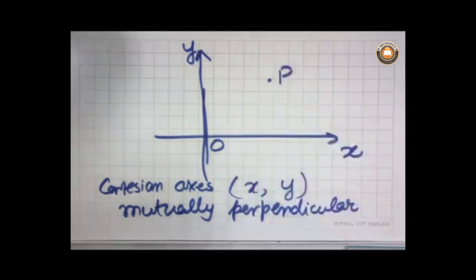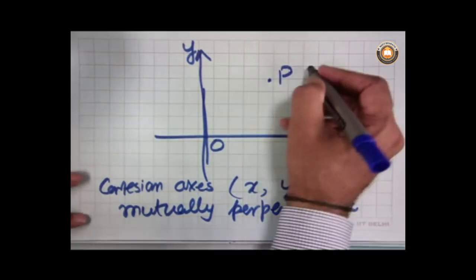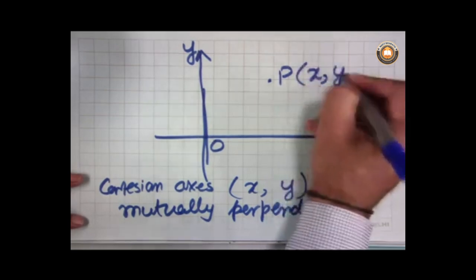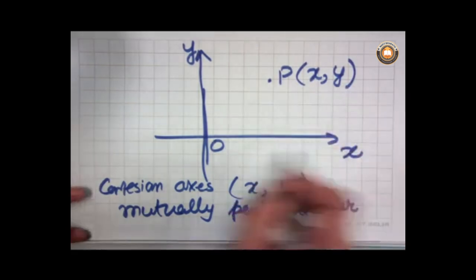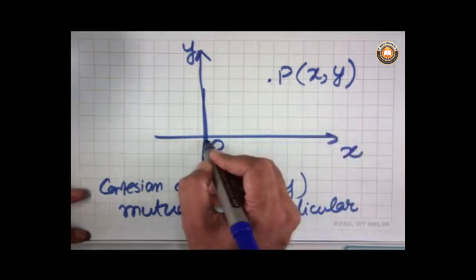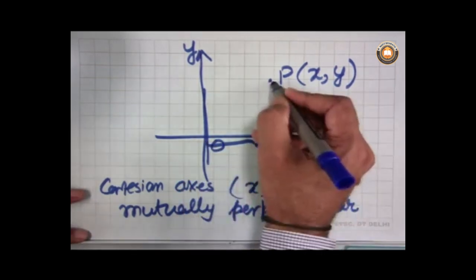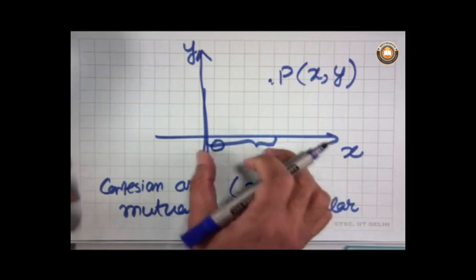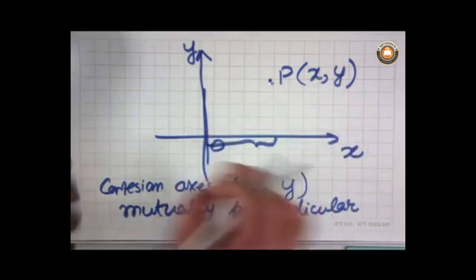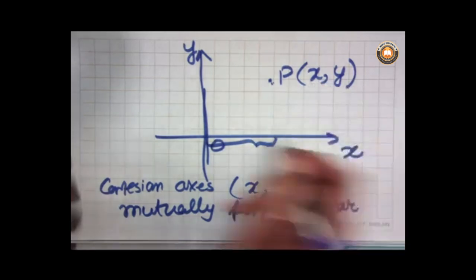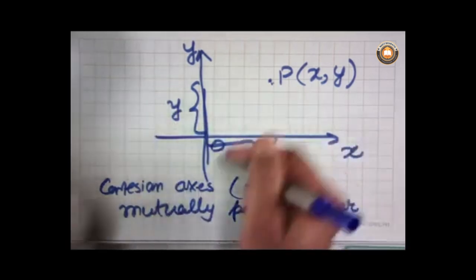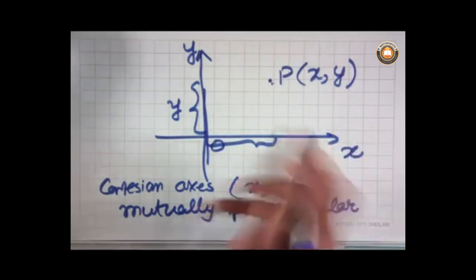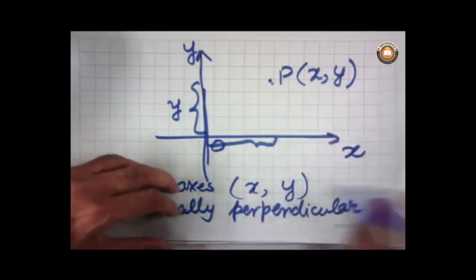Any point P which is at a location here is described by what we call the coordinates of this point, x and y. What we mean by x is that if we look at the x distance, the amount of distance this point is from the origin along the x axis, that is given by x, and the distance the point is along the y axis is given by y. So, x comma y are called the coordinates of the point P.